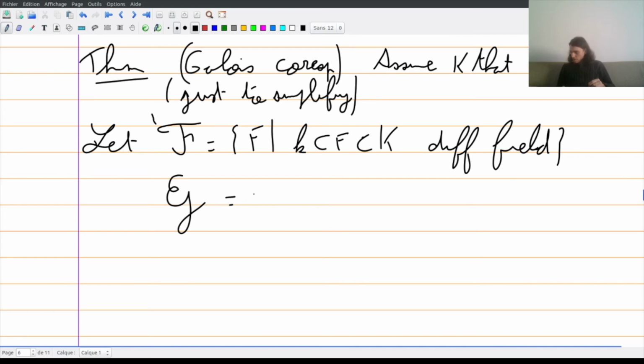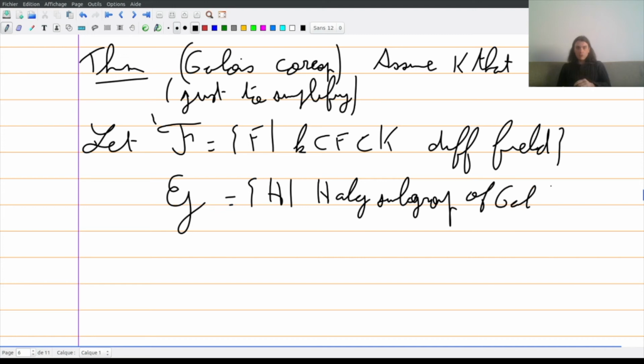So J is the algebraic subgroup. So it's subgroups that are algebraic subgroups of the Galois group. And let me define two objects.